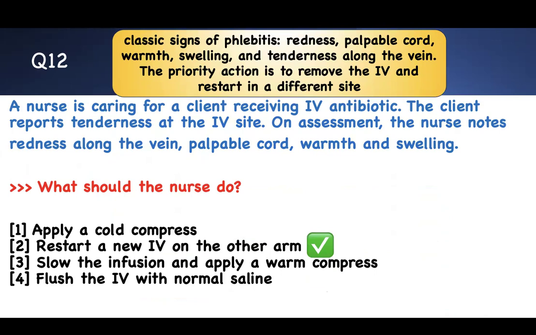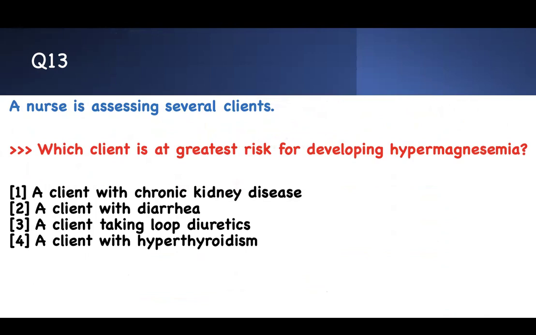Number two, those are the content buzzwords I want you to know. And this is assessing several clients. Which client is at risk for developing hypermagnesemia? I want you to answer this question and put your comments down and tell me. This is not a hard question. This is not a tricky question. This is a question that requires some content. But with my content, I'm going to give you an easy way. Stop the video, answer it.